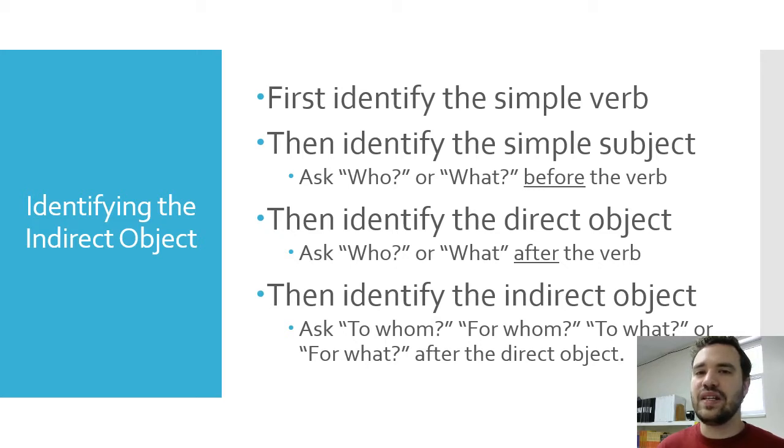Now, if a sentence has a direct object, not every sentence does, but if it does have a direct object, it might have an indirect object. An indirect object is not required if you have a direct object, but it is sometimes there. So after locating the direct object, we could then look to see if we have an indirect object in the sentence. In order to do that, we'll put the subject, verb, direct object together and then ask one of these questions: to whom, for whom, to what, or for what after the direct object. So let's look at a sentence to see how that works.